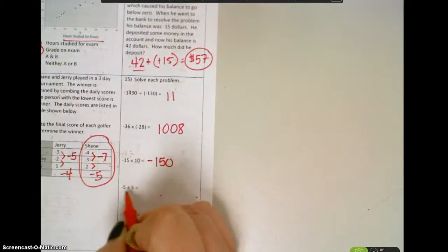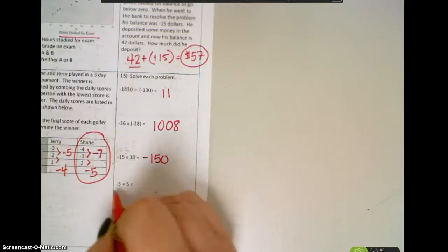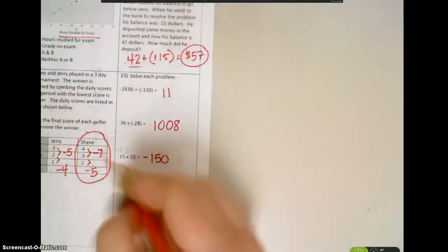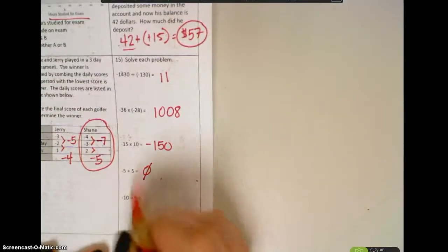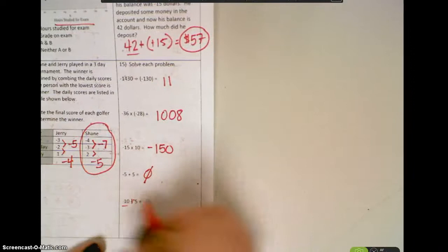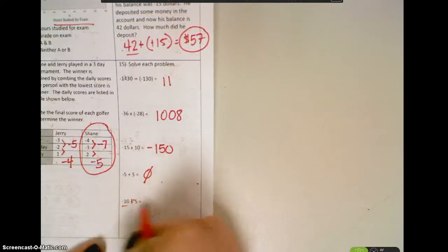Now we have an addition, negative 5 plus 5. Since it's the same going one way and the other, think about your number line, I'd wind up at 0. And then negative 10 minus 5, we're going to keep it, change it, opposite it. Now I have negative 10 plus negative 5, which is negative 15.